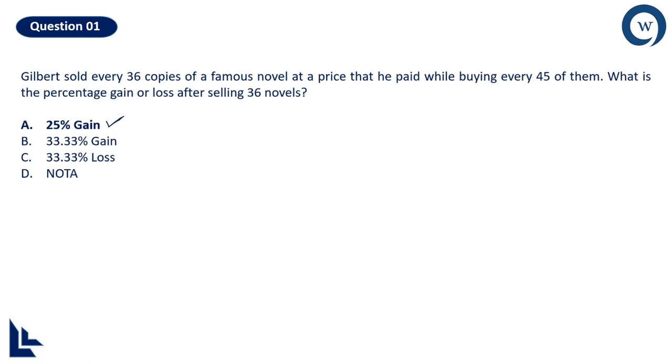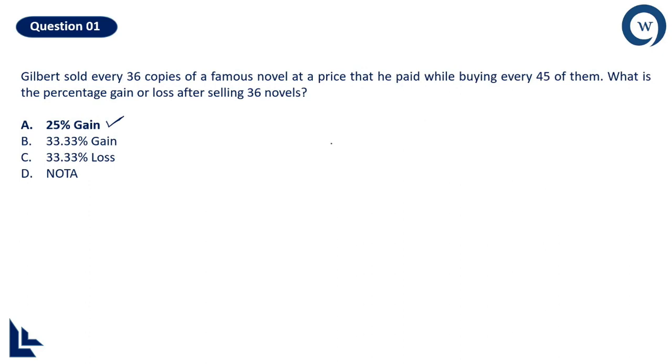Now read the question. Gilbert sold every 36 copies of a famous novel at a price that he paid while buying every 45 of them. What is the percentage gain or loss after selling 36 novels? Now the first and foremost thing you need to identify here is whether it is a profitable transaction or Gilbert incurred loss in this transaction.